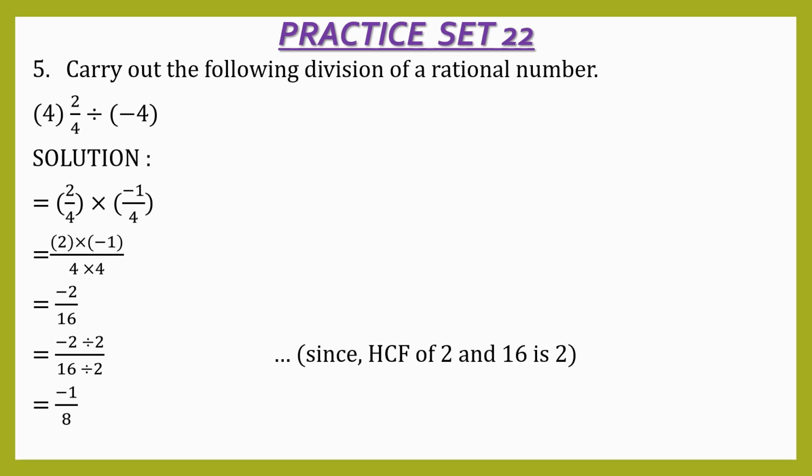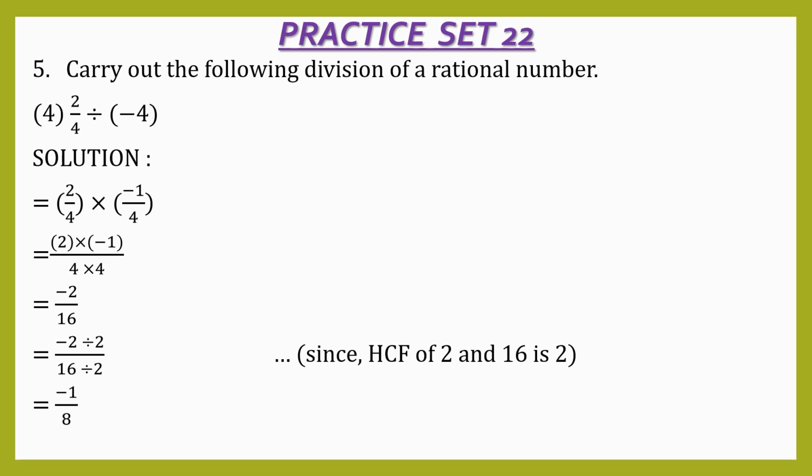Now we have multiplication sign in between. So we can multiply numerator with numerator and denominator with denominator. So it will be 2 multiplied by minus 1 upon 4 multiplied by 4, which is equal to minus 2 upon 16, which is equal to, again minus 2 and 16 can be reduced further. So we are going to take the HCF of 2 and 16, which is equal to 2. HCF of 2 and 16 is 2.